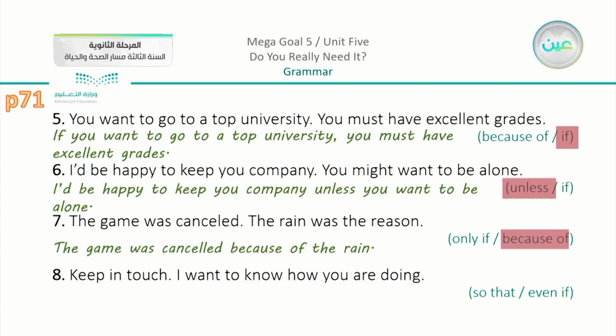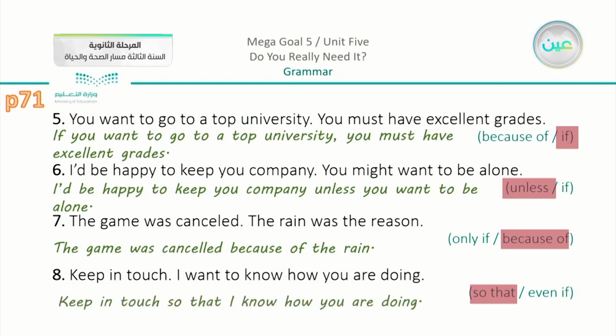Once you have joined the 2 sentences together, you can shorten your sentence. We have the last one, keep in touch. I want to know how you are doing. So that and even if. So there is a purpose of keeping in touch. That's why we're choosing so that. And here we have, keep in touch so that I know how you are doing.